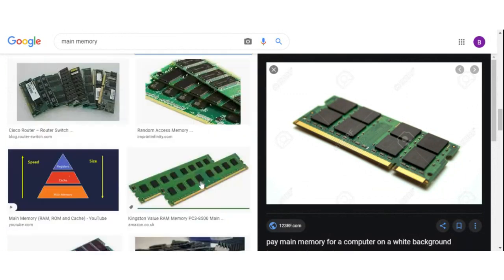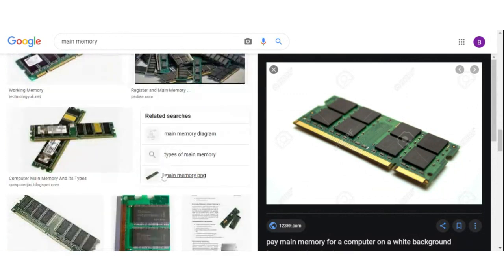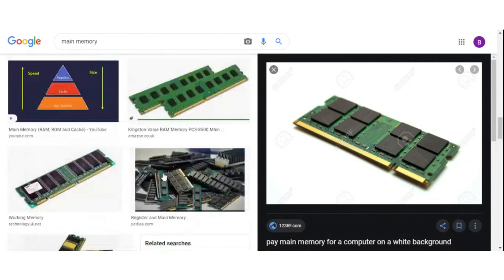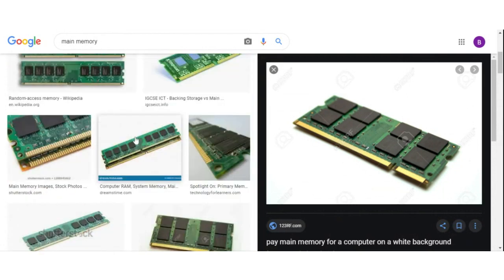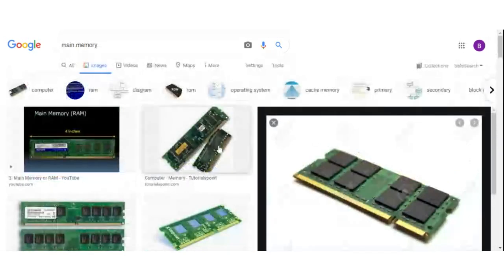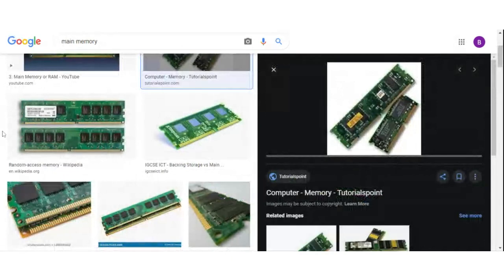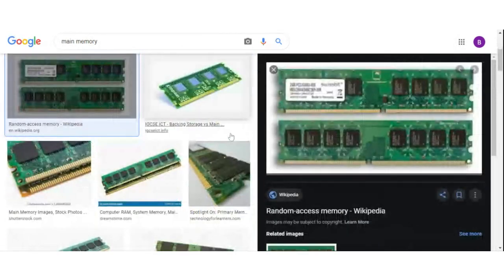Then you have seen that in case your computer does not have RAM, there is no way it can work. It will just produce what? A beeping sound. I hope you have ever seen this one.